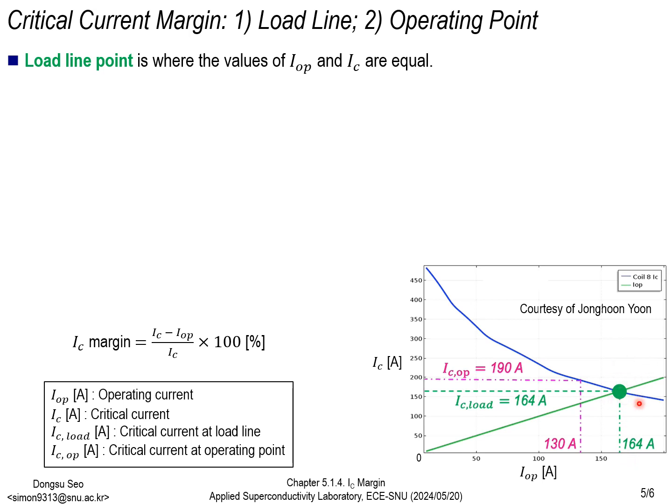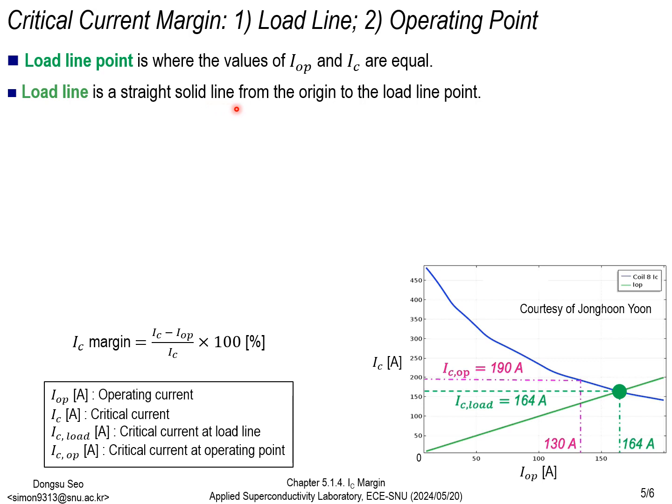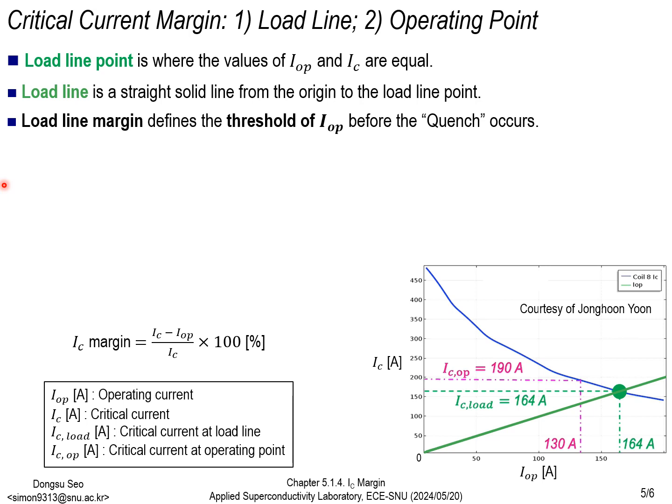Next, the load line is a straight, solid line from the origin point to the load line point. In this graph, this light green straight line from the origin to the green load line point is the load line. For this setting, the load line margin defines how much operating current a magnet has to go up before it quenches. If the operating current is 130 amperes and the critical current of the load line is 164 amperes, using this equation, the IC margin is 20.7%.